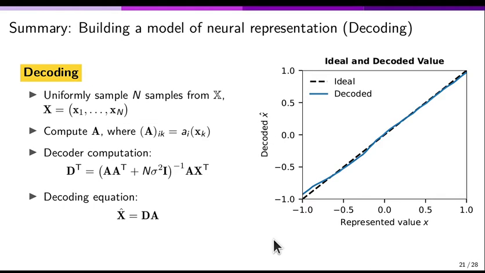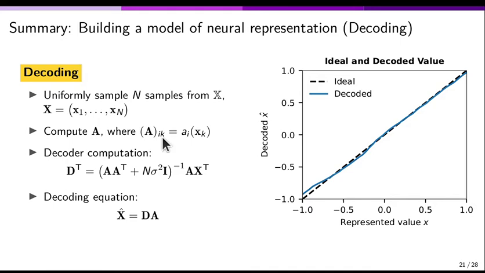Decoding. The simplest possible thing we can come up with is linear decoding, which is take your activities, multiply by some matrix, and that gives you your x. The way that we're going to find that matrix is we're going to use this equation here, where we're going to pick a bunch of different x values.